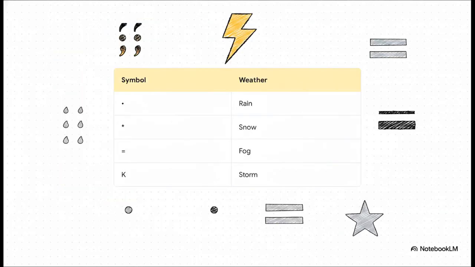Tucked right between the temperature and dew point, you'll find the present weather symbols. A dot is rain, a star is snow, a comma means drizzle, an equal sign is fog, and this cool little lightning bolt K-shape, that's a thunderstorm.